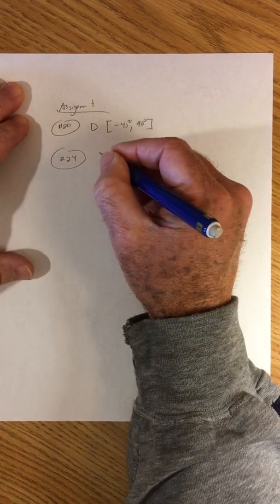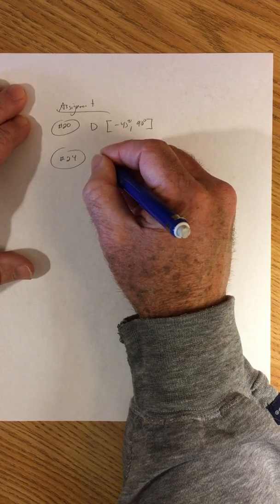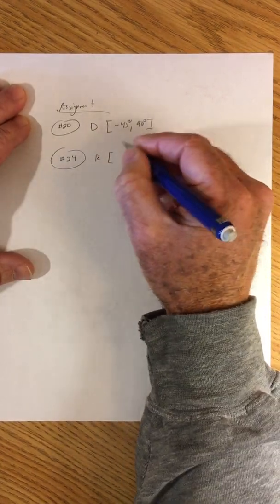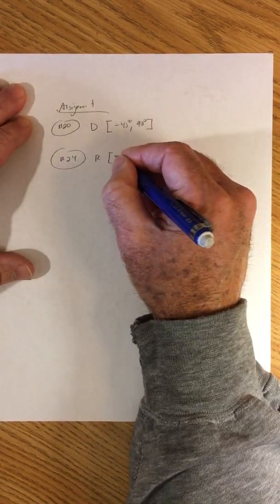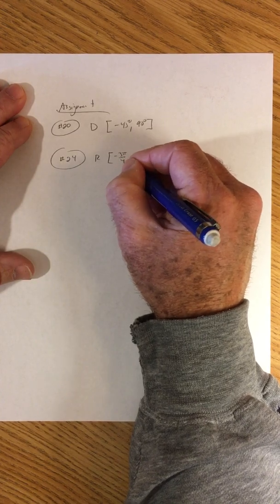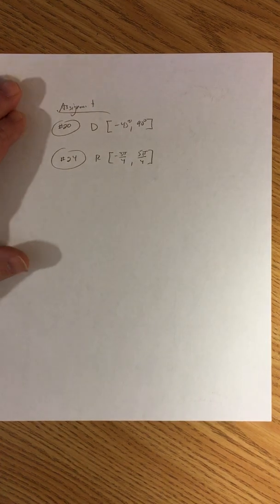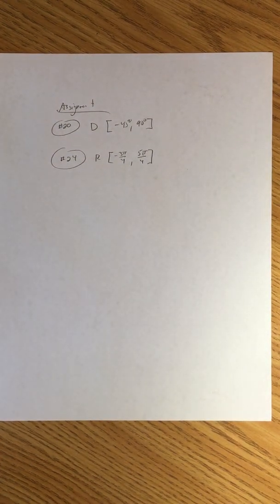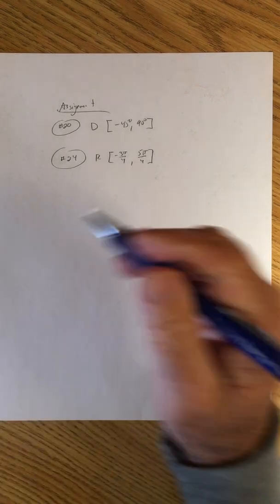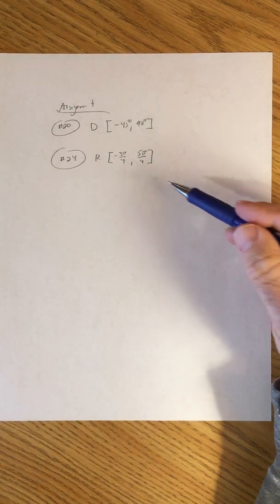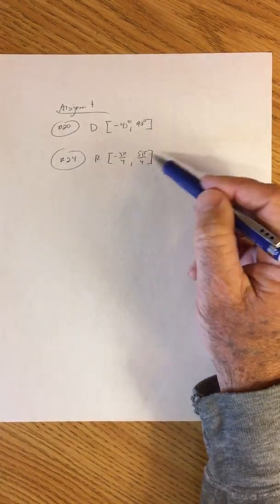Number 24 will be a radian problem. And just like yesterday, we're going to go from negative 3 pi over 4 to positive 5 pi over 4. It's going to be very similar to the one we just did, but the shift isn't quite the same.